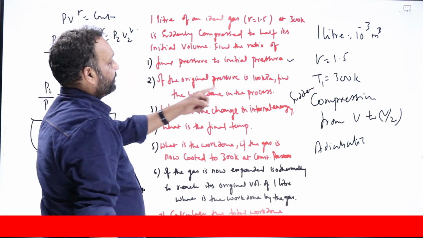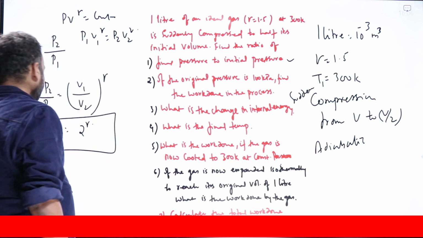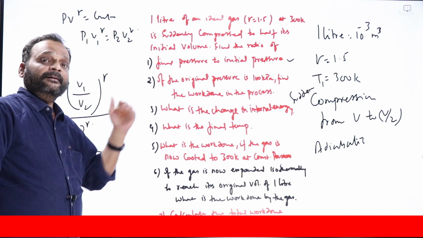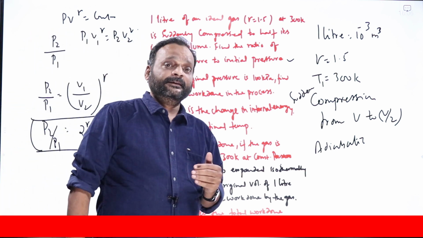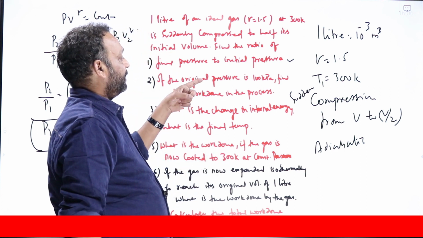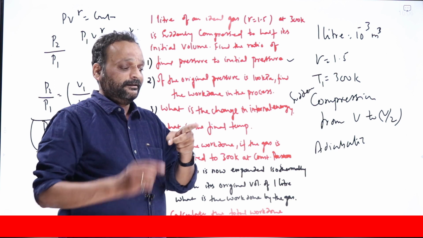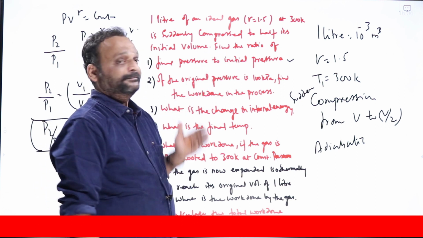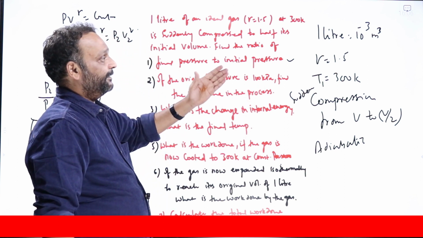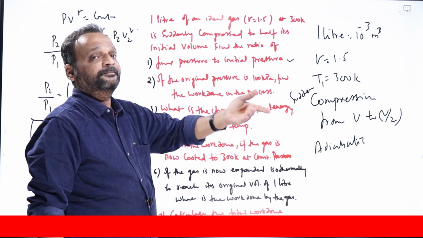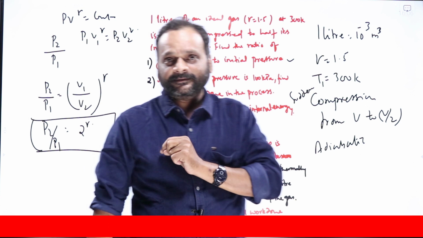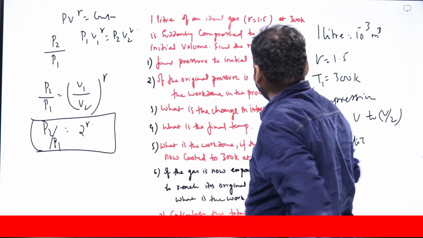Second one, if the original pressure P1 is 100 kPa, find the work done in the process. Work done in the process is nR by gamma minus 1 into T1 minus T2. In order to find the work done, we have to find the final temperature. Initial temperature is given. How to get the final temperature when initial temperature and initial and final volumes are known? One more adiabatic relation, TV to the power gamma minus 1 equals constant. So we'll use that.